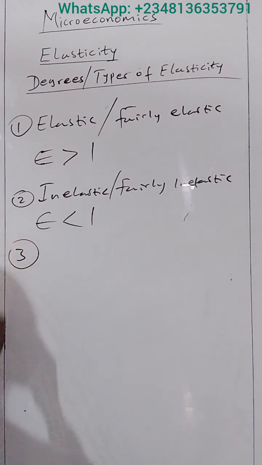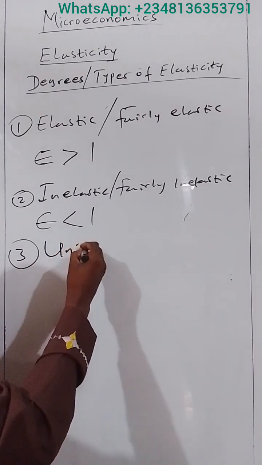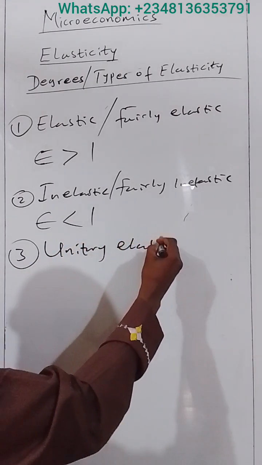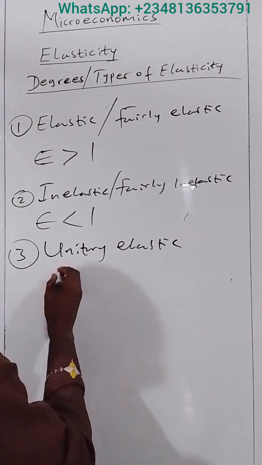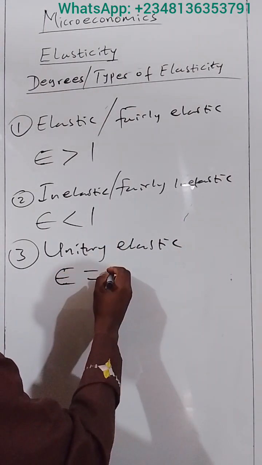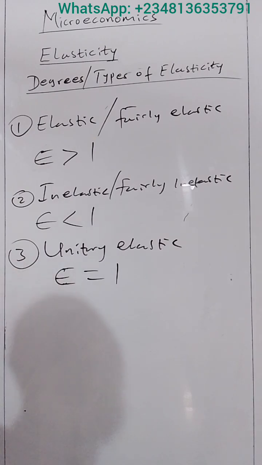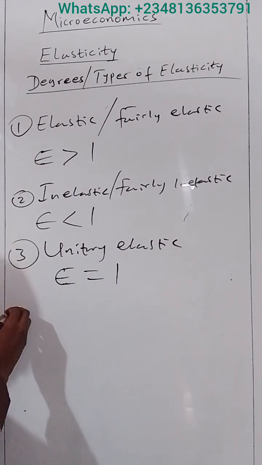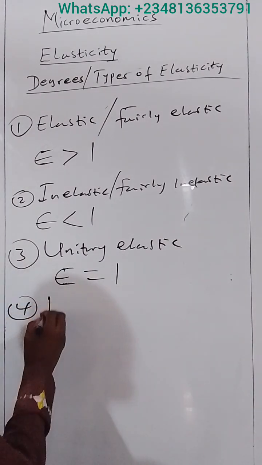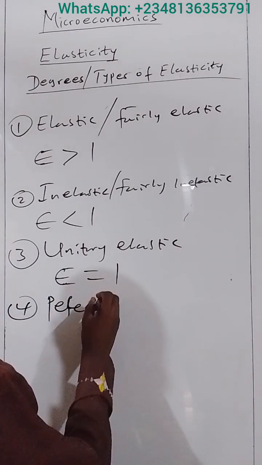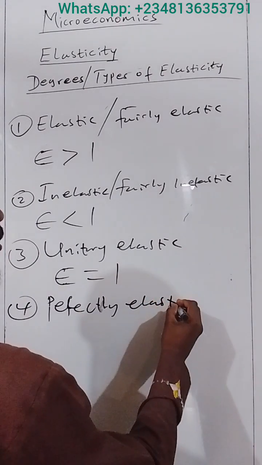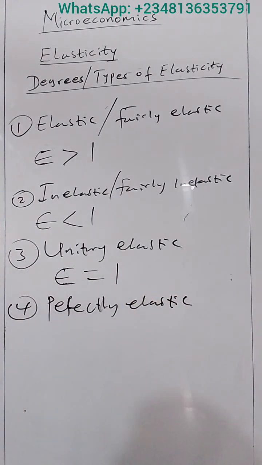3, that's what we call unitary elastic. When the coefficient, that is the degree of the elasticity, is equal to 1, we call it unitary elastic. 4, the fourth one is what is called perfectly elastic, also known as infinitely elastic.